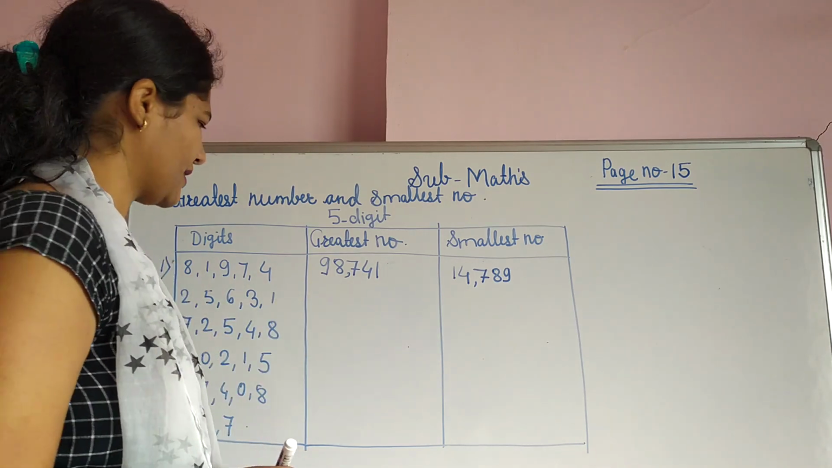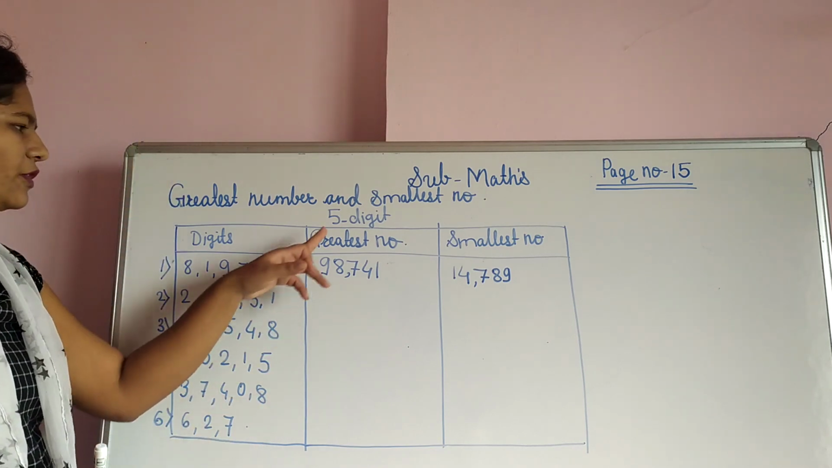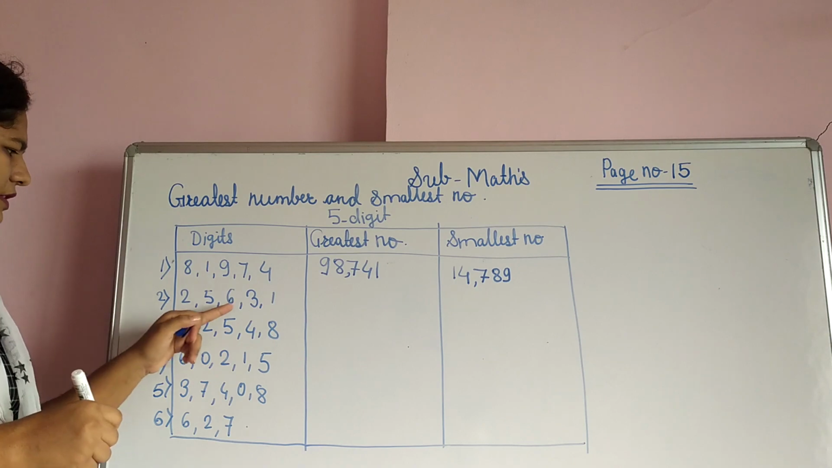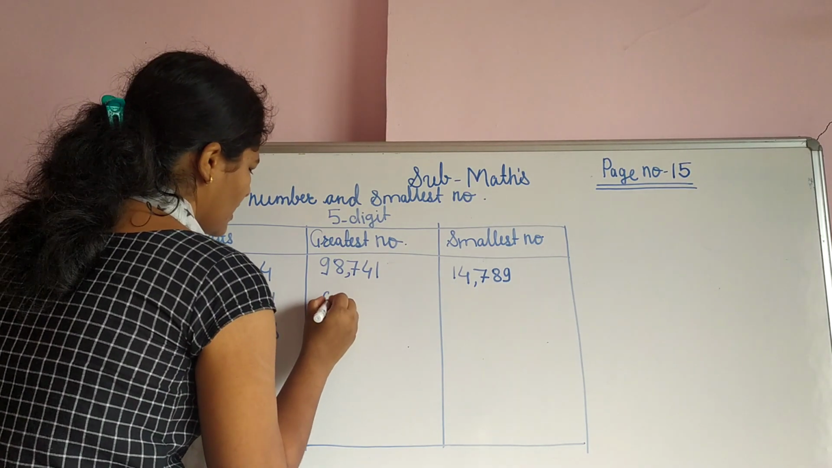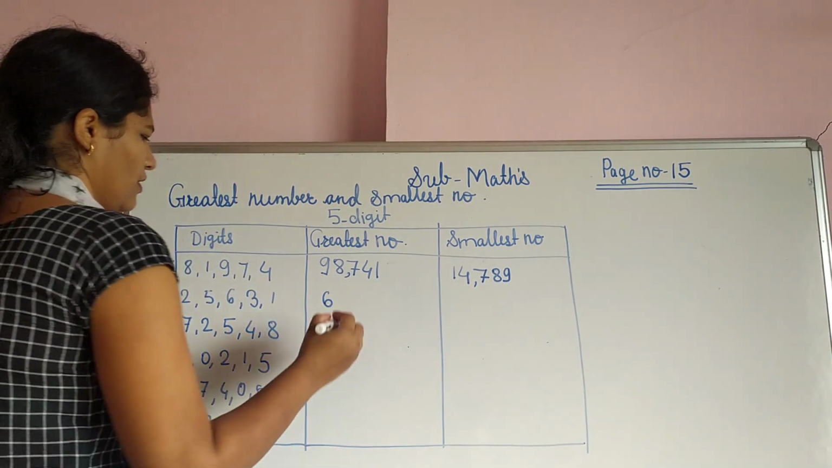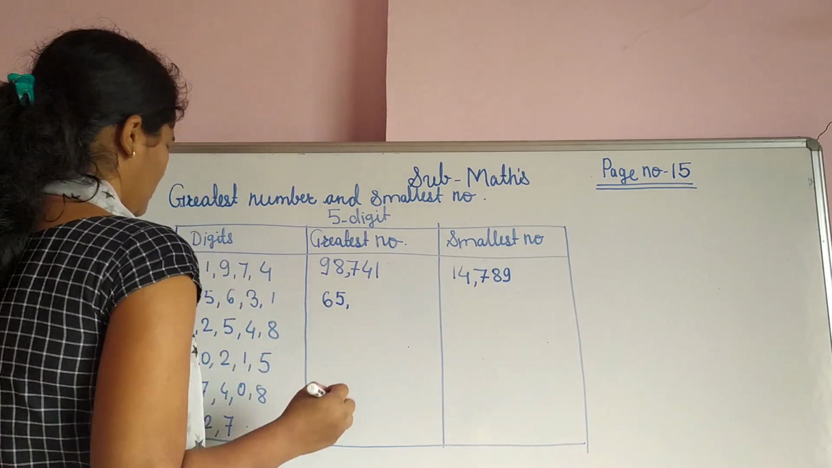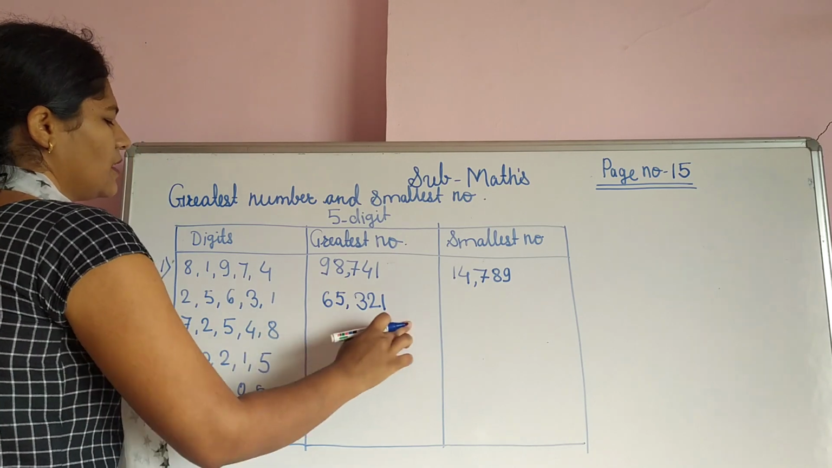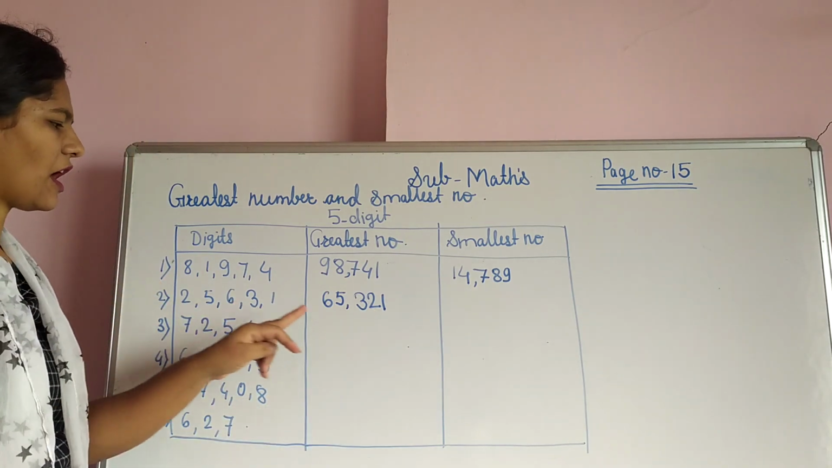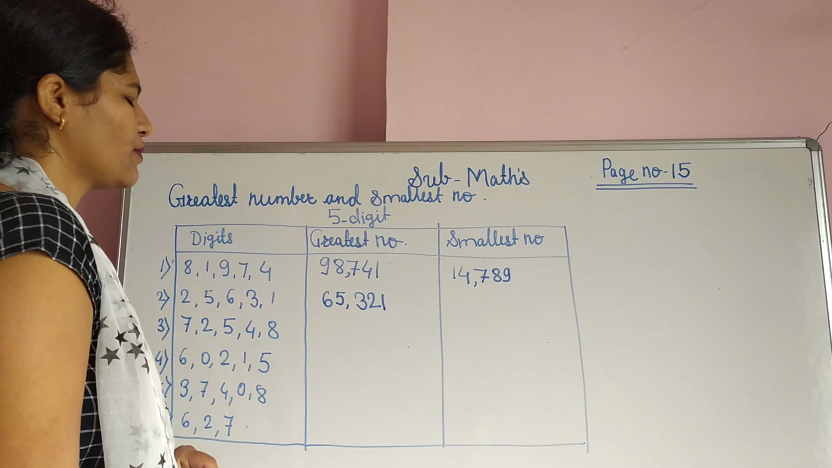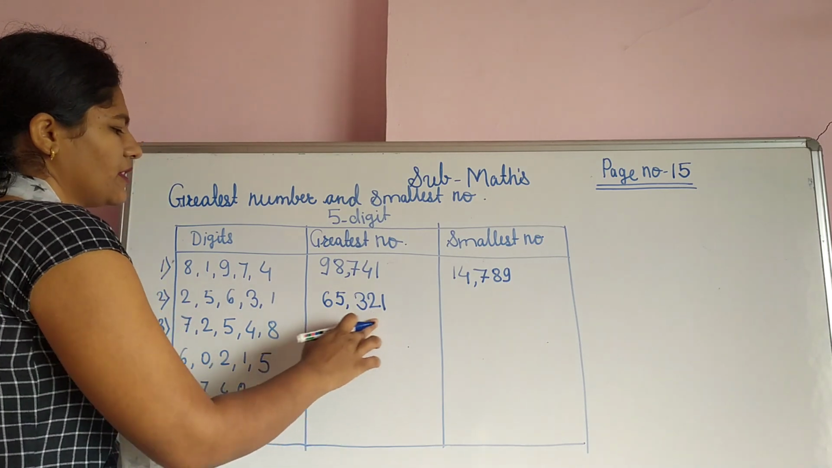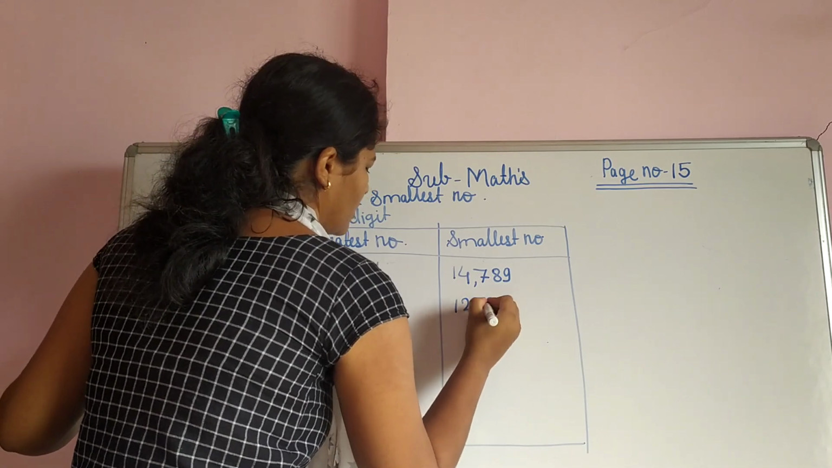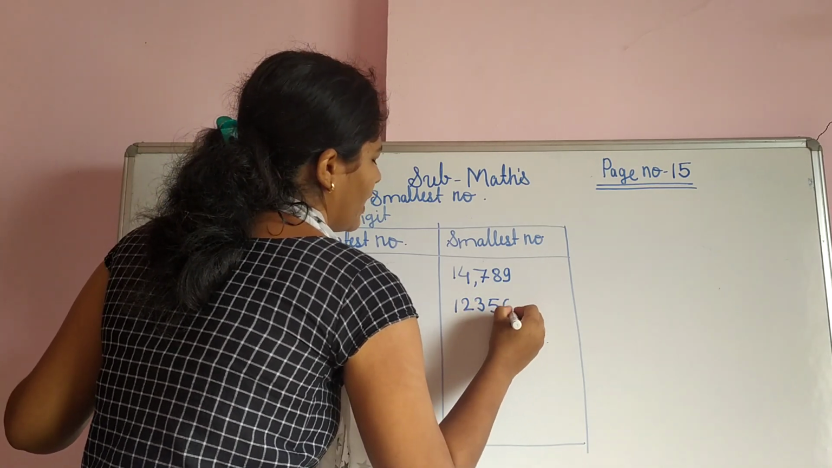Now we see the next one. So next, what do we want? Greatest number. Which one is the big digit here? It is 6, so write 6 here. After 6, 5. Then 3, 2 and 1. So this is the greatest number. After that we have to write the smallest number. First the smallest digit, that is 1. Then 2, 3, 5 and 6.